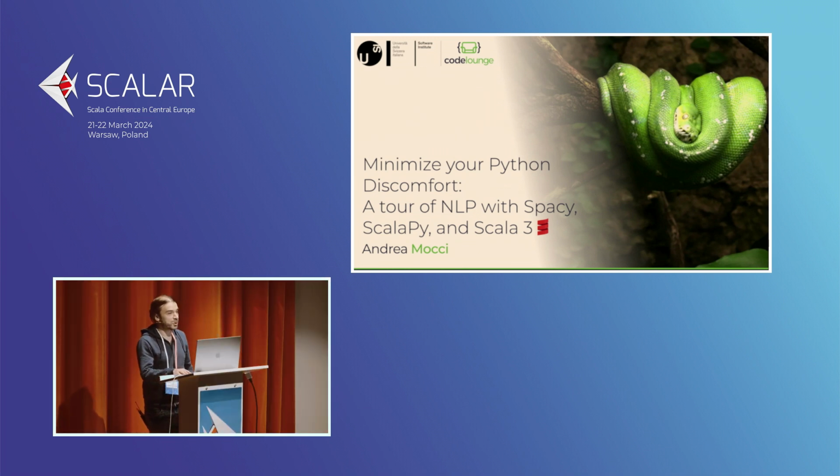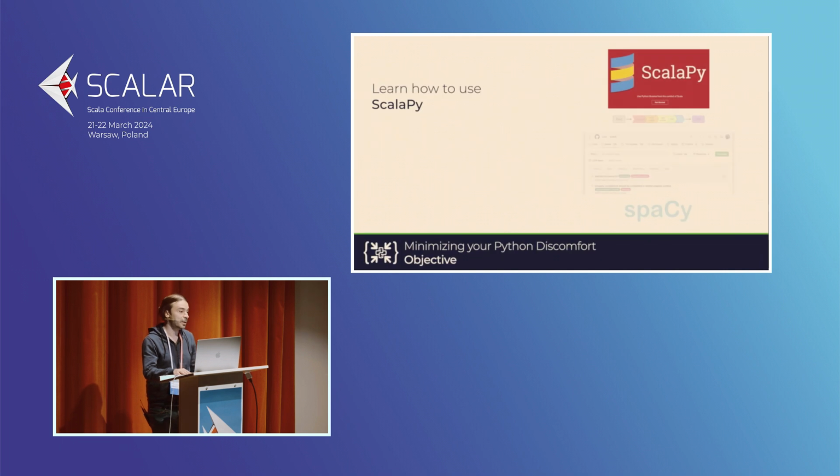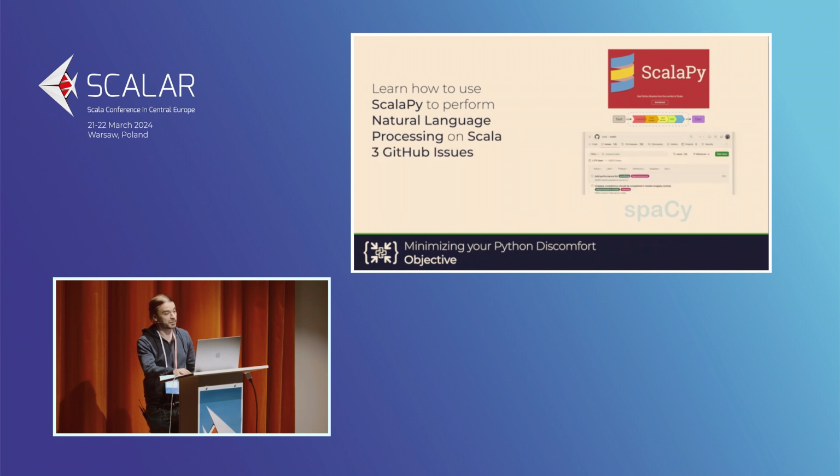So, we work with companies mostly, but also with researchers, in particular with economics. A project that we have involves a lot of natural language processing, so we are forced to use Python. And today I want to show you how to use ScalaPy to perform some natural language processing on Scala 3 GitHub issues with the Spacy Python library. So it's a little detailed.